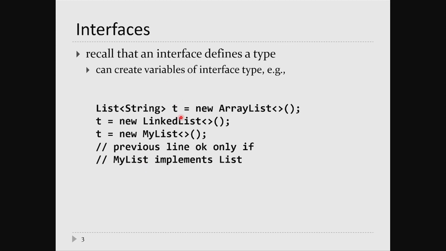And it's not just variables that you can make. You can have parameters to methods. So if you have a method that takes in a list, you can pass it in any kind of list, and the method works. You don't have to program to any particular class's interface, any particular class's API. You can just use the API of list.